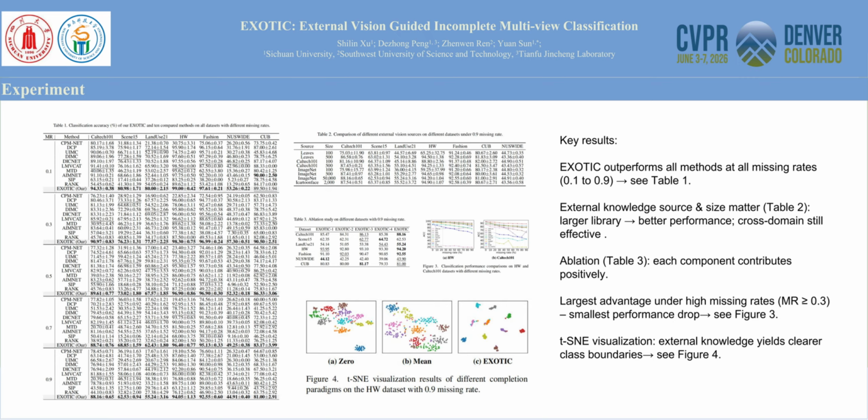As the knowledge library increases from 100 to 50,000 samples, performance steadily improves and eventually saturates. Even cross-domain knowledge, such as cartoon images, achieves competitive performance, showing the generalizability of our approach. Finally, the ablation study in Table 3 confirms that each component, the knowledge alignment loss, the category alignment loss, and the external completion module, all contribute positively to the final performance.